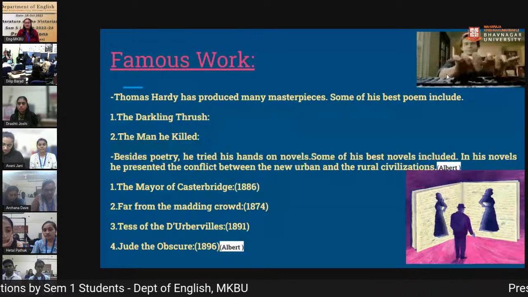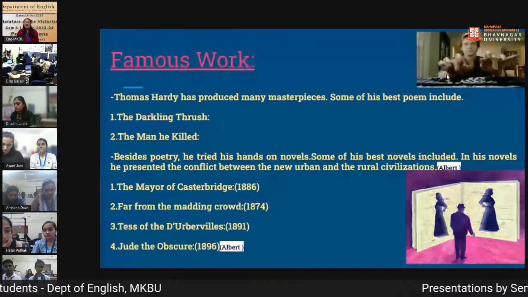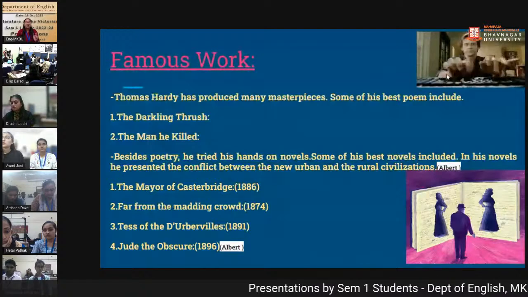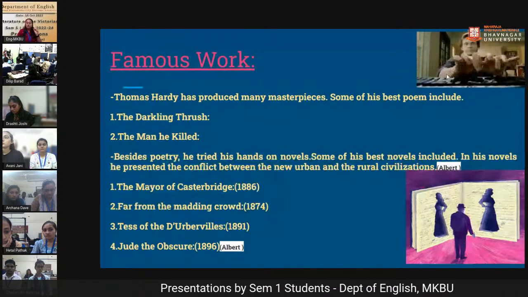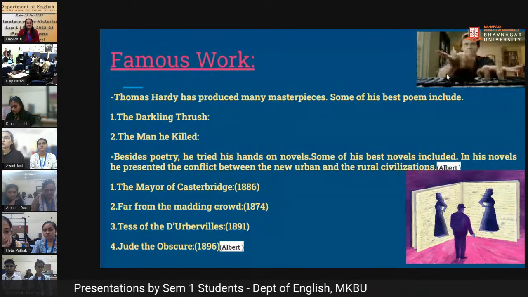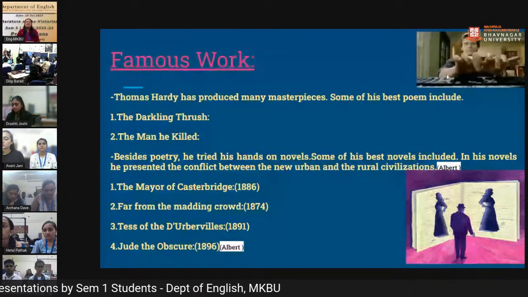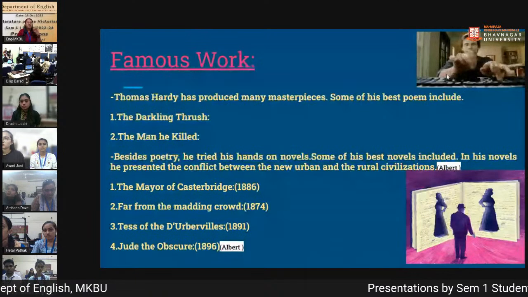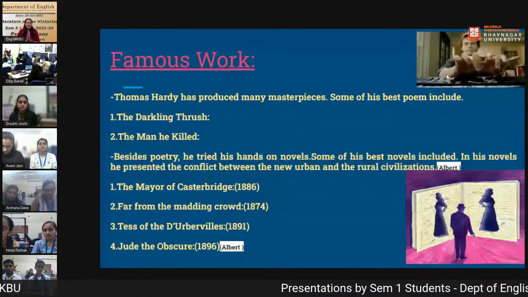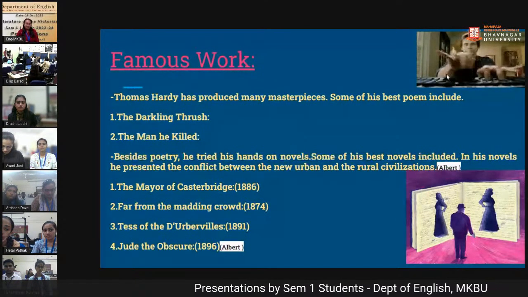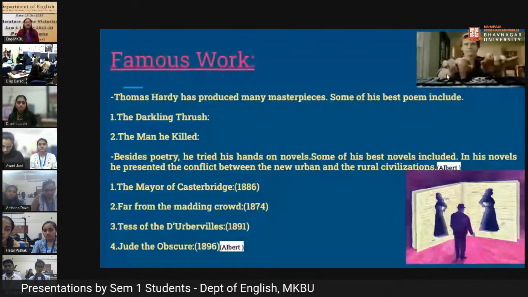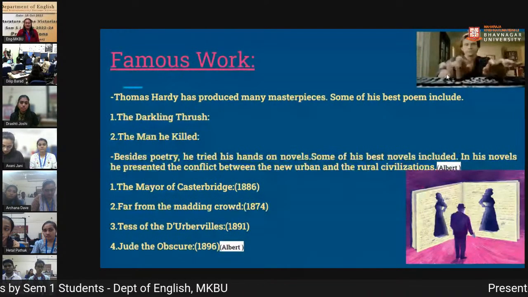Some of his best novels... In his novels, he presents the conflict between new urban and rural civilization. In many of his novels, he used this technique: new urban versus rural civilization. The Mayor of Casterbridge, Far from the Madding Crowd, Tess of the d'Urbervilles, and Jude the Obscure. These are his novels.